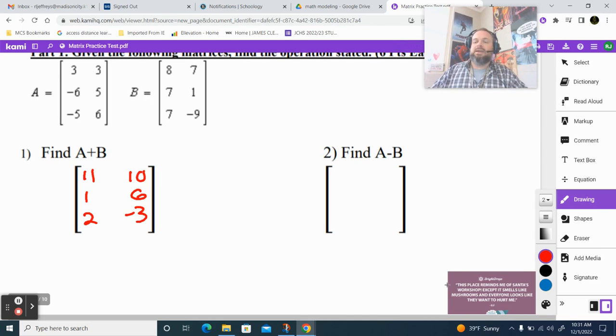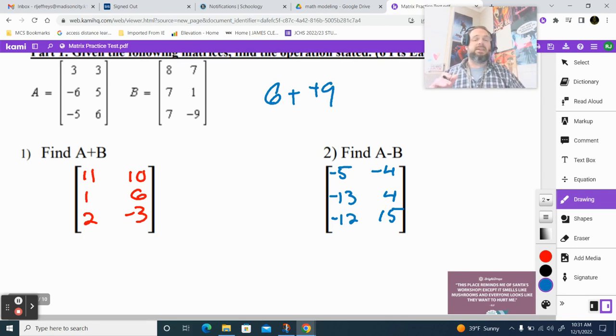Now, the other one is A minus B. So -5, -4, -13, 4, -12. This is 6 minus -9, so that's plus positive 15. Now remember, you can always use your handy dandy calculator to help you with some of these integer operations if you struggle with those. I would highly suggest that.